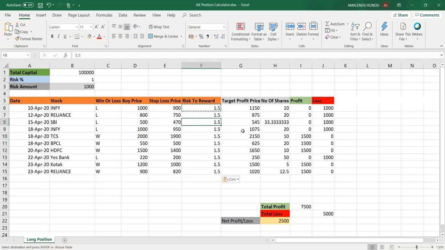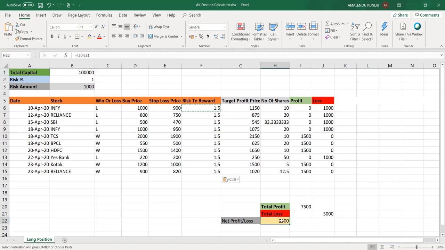Okay, so you can see here now your total net profit and loss becomes less because you are now targeting a risk to reward of 1.5. So 2,500 per month is your net profit. Still you will be profitable. So 2.5% of your total capital is your net profit.